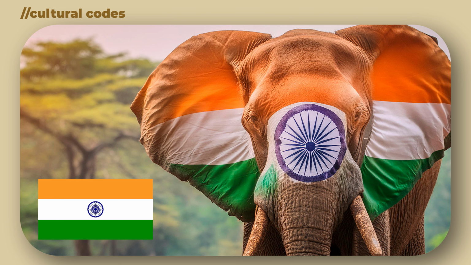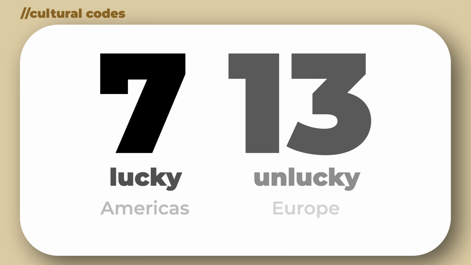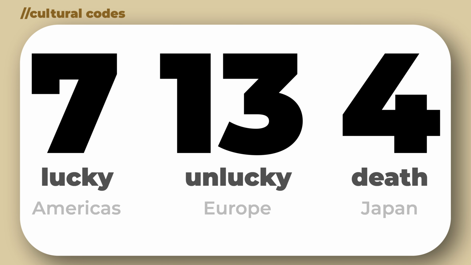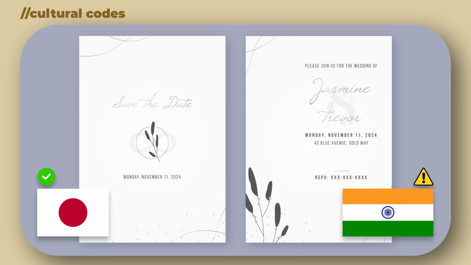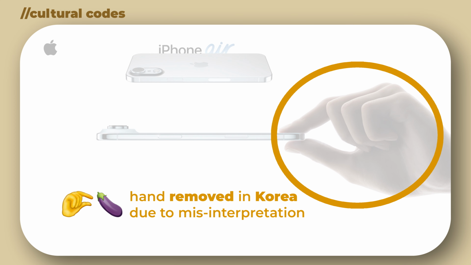Use of numbers also matters here. 7 is lucky in the West. 13 is unlucky in Europe. In Japan, 4 is avoided because it sounds like death. For designers, cultural codes are crucial. A wedding invite in all white may be perfect in Tokyo, but misread in Delhi. A global campaign using hand gestures or animals can backfire if meanings shift across borders.